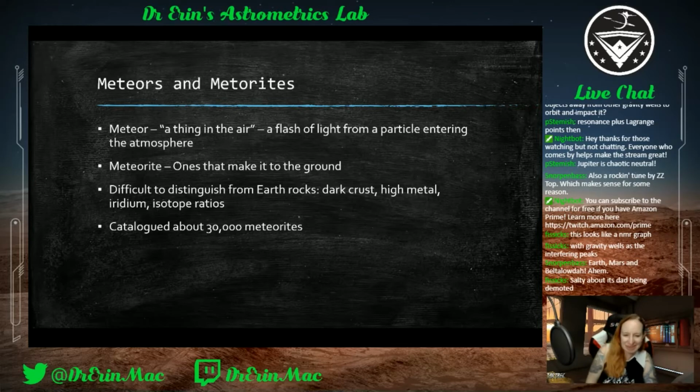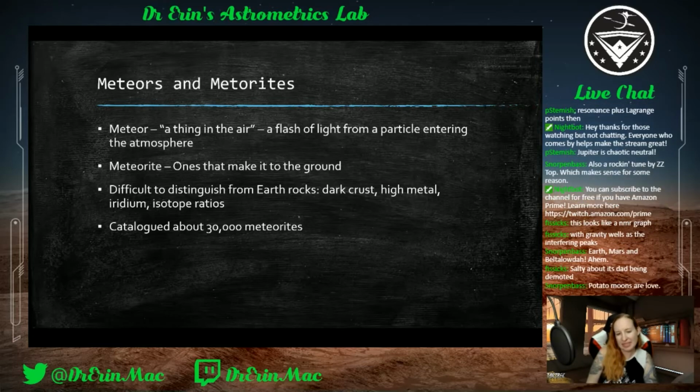Salty about his dad being demoted. Ceres is the grumpy teen that moved away from home, because it's the only dwarf planet, really dwarf planet, no joke, in our asteroid belt. All the rest of them are out by the Kuiper belt. So, we love it. Okay, so now let's go on to meteors and meteorites.